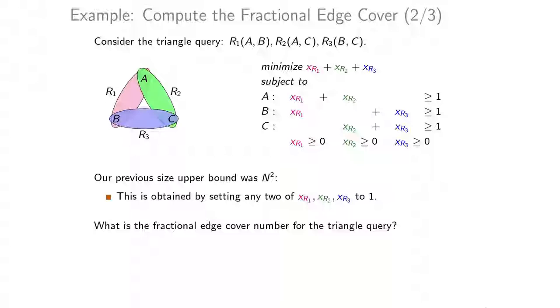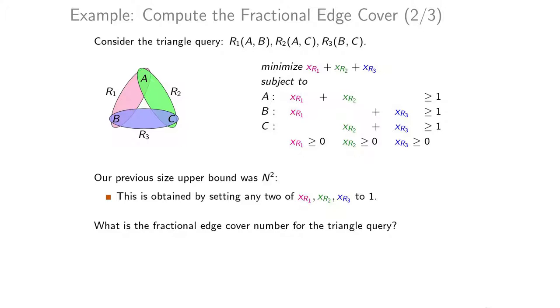Now, let us go back to our triangle query. So what happens in this case? This is the actual program for it, now spelled out. I minimize the sum of the weights of R1, R2, R3, subject to the weight of R1 plus the weight of R2 being greater than or equal to 1. Why? Because R1 and R2 cover A, and the sum of the weights for that should be greater than or equal to 1. Then for B, similarly, x_R1 and x_R3, their sum must be greater than or equal to 1. And for C, similarly. And we have the additional constraints that each weight must be positive, or 0.